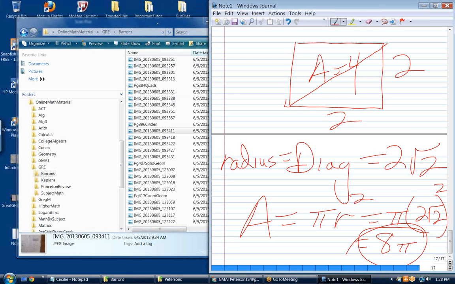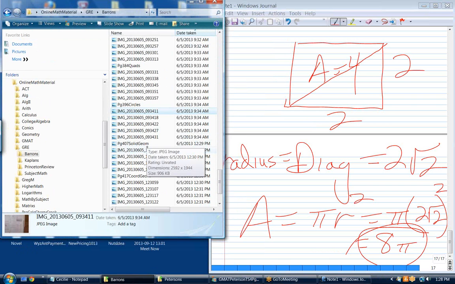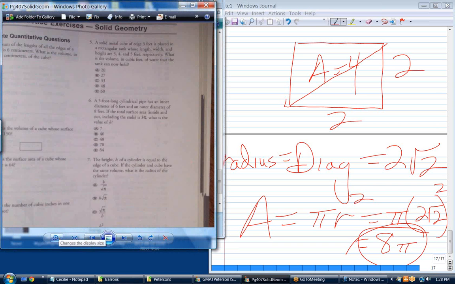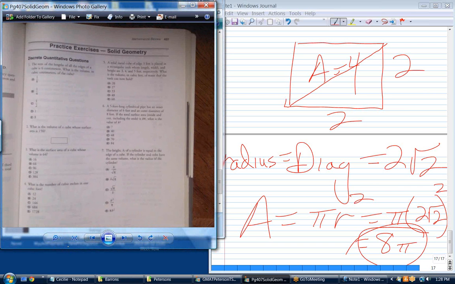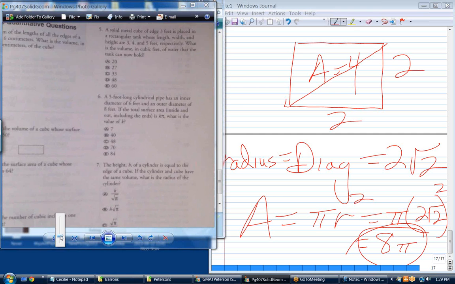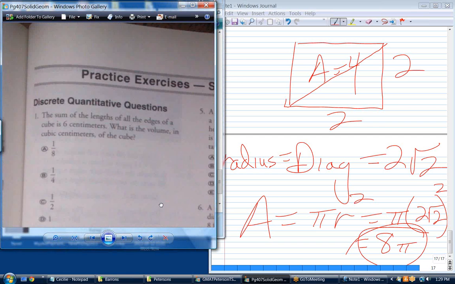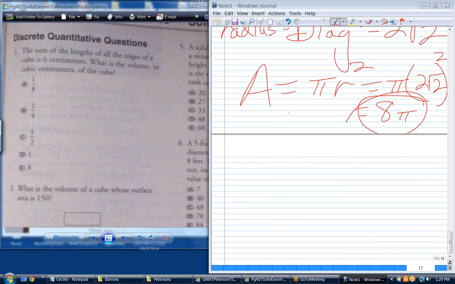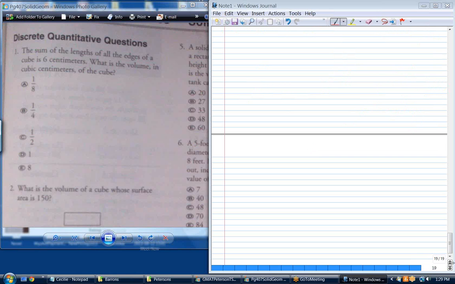So let's go to the next geometry section, which is solid geometry. Three-dimensional geometry. I need to blow it up a little bit bigger than that. Let me use my mouse. All right. The sum of the lengths of all of the edges of a cube is 6 centimeters. What's the volume in cubic centimeters of the cube?